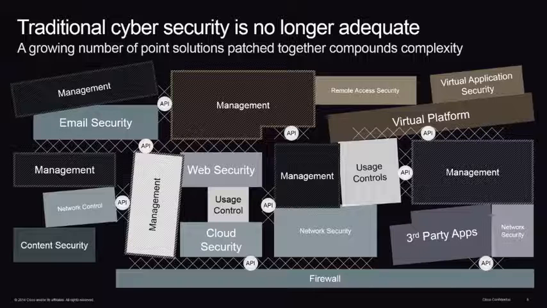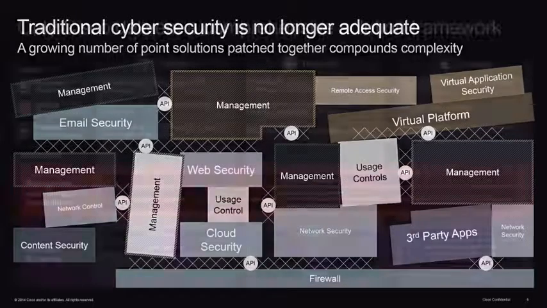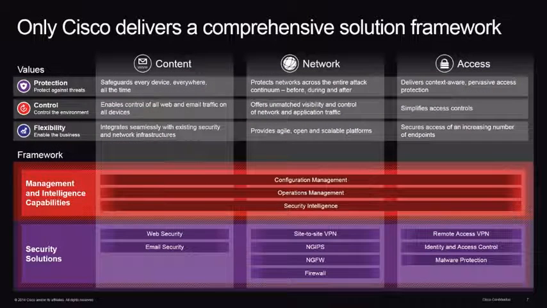Only Cisco delivers a comprehensive solution that spans across the environment. As we've seen before, Cisco's solution framework is segmented into three main categories: content, network, and access, and delivers value across each one. Changing needs and changing threats call for something that is flexible and can scale with your business and growing threats.